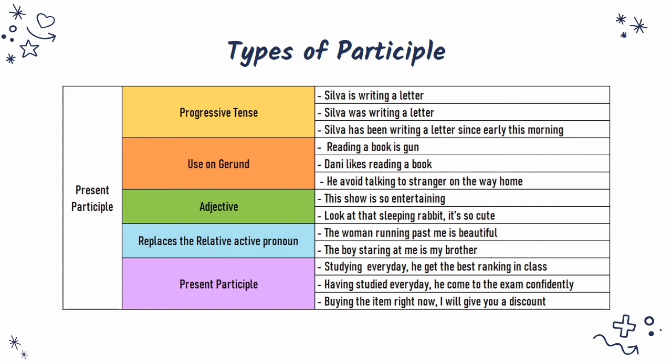Present participle as an adjective. The example: Look at the sleeping rabbit. It's so cute. Present participle in a relative clause, replacing the relative pronoun. The example: the woman running fast is beautiful. The boy staring at me is my brother.